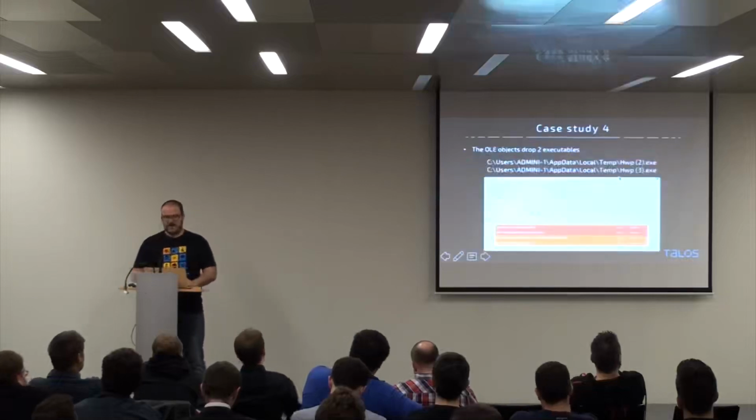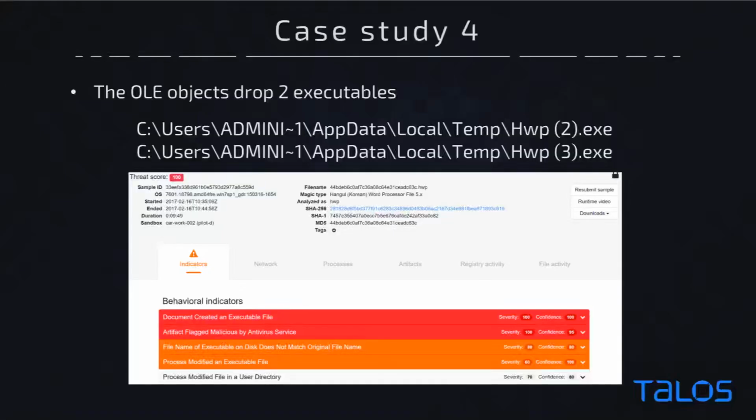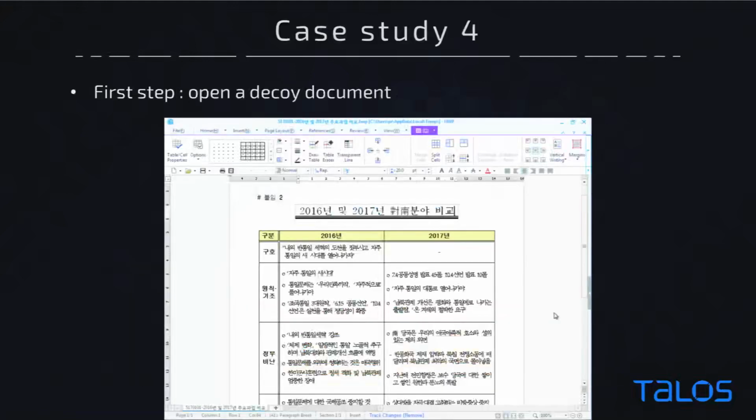In this case, the document dropped two files on disk, HWP, Hangul word processor.exe, and opened a decoy document to the user. So the user thinks he really has more information about the topic, and behind that the executable is executed on the machine.